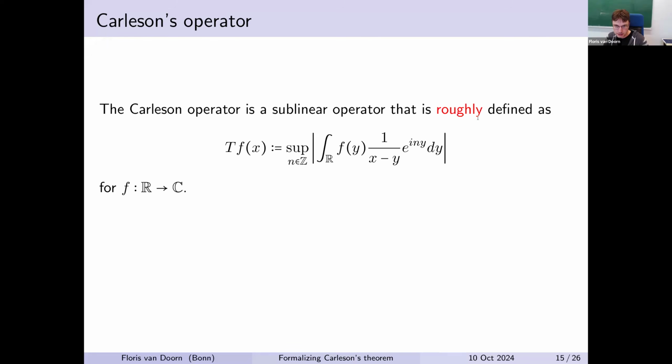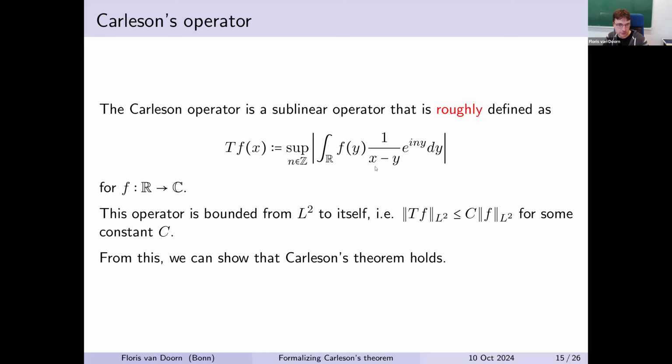And I'm lying a little bit in this equation, which I'll come back to in the next slide. So that's why this is only roughly equal. But the idea is that this operator is a bounded function from L2 to itself. So what that means is that the L2 norm of the operator applied to F is at most some constant times the L2 norm of F, and this constant of course doesn't depend on F.